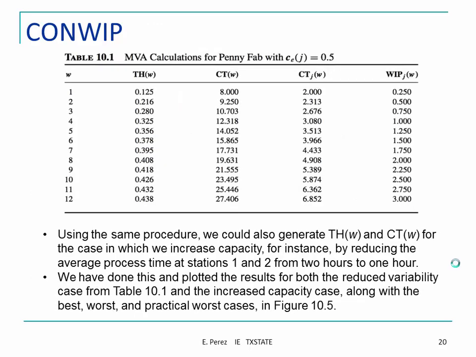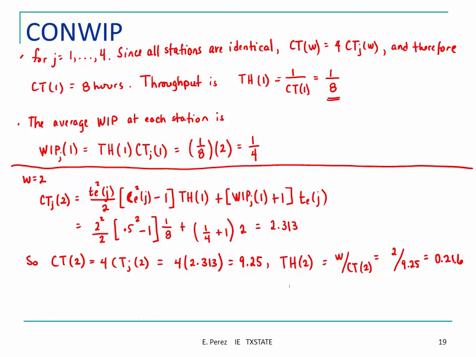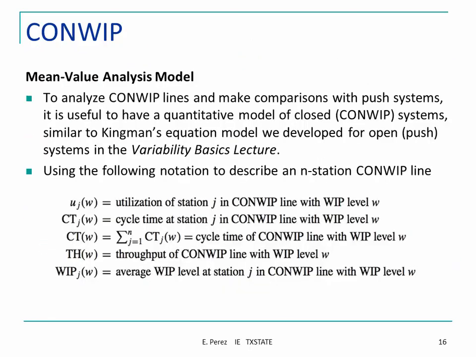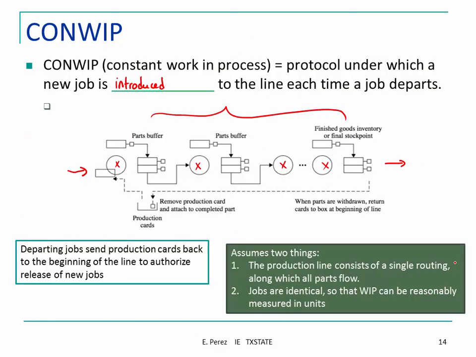There are some assumptions. So you can think about, well, if this is better than a push system, why would you see mostly push systems in manufacturing processes? The reason is this type of protocol assumes two main things, and if your system is not following those specific things, then this might not be the best protocol to use.